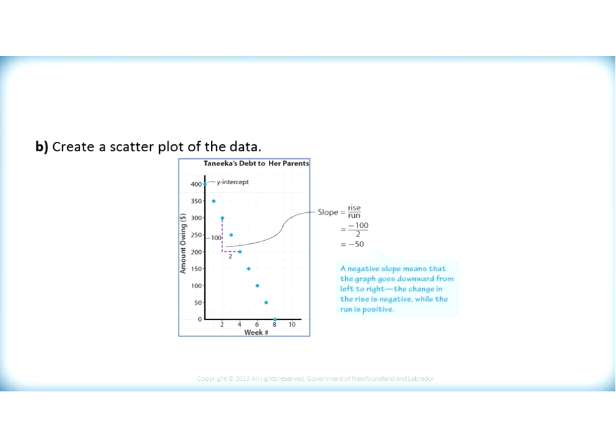And you see the note there. A negative slope means that the graph goes downward from left to right. The change in the rise is negative, while the run is positive. In other words, as our independent variable, the weeks, which is our horizontal axis, increases, the amount owing, which is our dependent variable, is going down in value. So as one increases, the other decreases. A negative slope occurs when we have a negative linear relationship, negative linear trend.